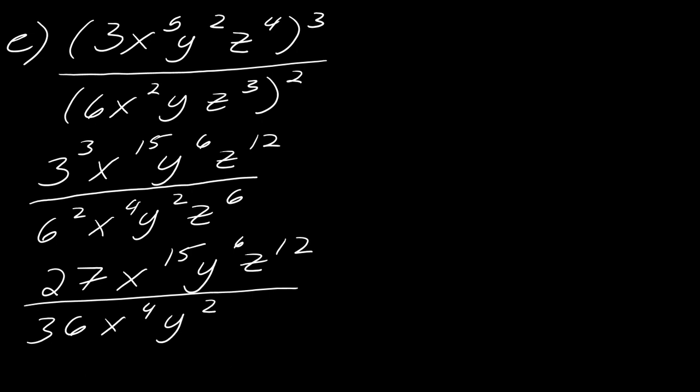Okay, so now what can we do next? I like to really go one step at a time if you can't tell. So now I can see that I can use the quotient rule here with all of these. So the x's, I'm going to take 15 minus 4. With the y's, I'm going to take 6 minus 2. And with the z's, I'm going to take 12 minus 6. Okay, so let's continue this on over here.